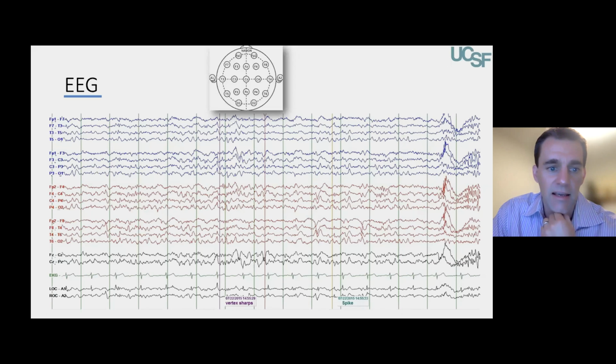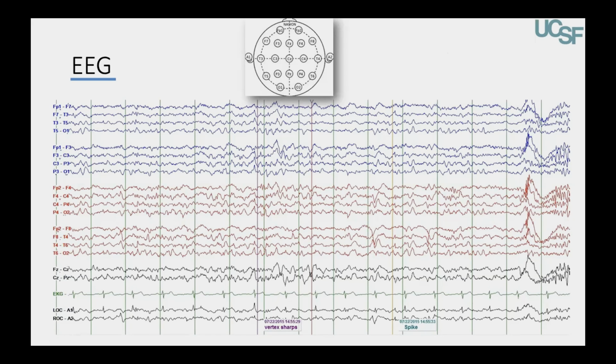And we had an EEG done for this patient. On this one, the blue traces are on the left side, just to help orient, and then the red traces are on the right side. The rest of these are just other areas around, and there's an EKG there. There are also these eye electrodes nearby the eyes to look for eye blinks.